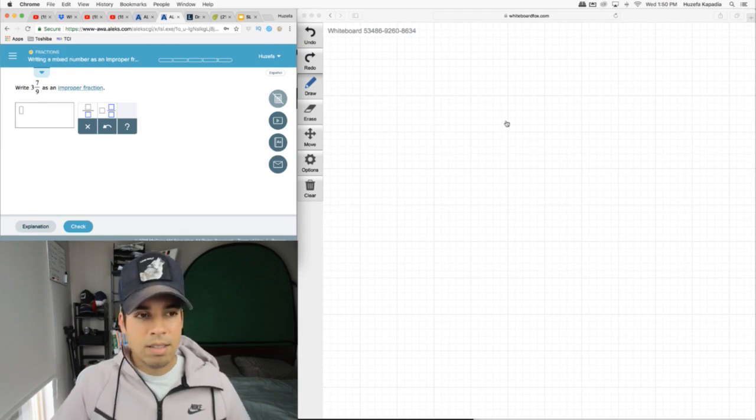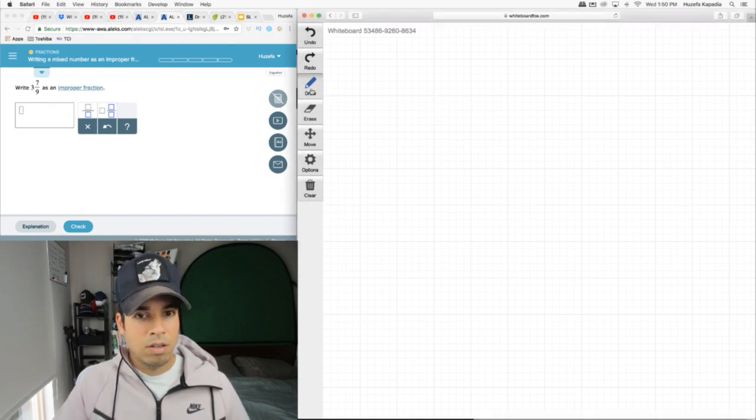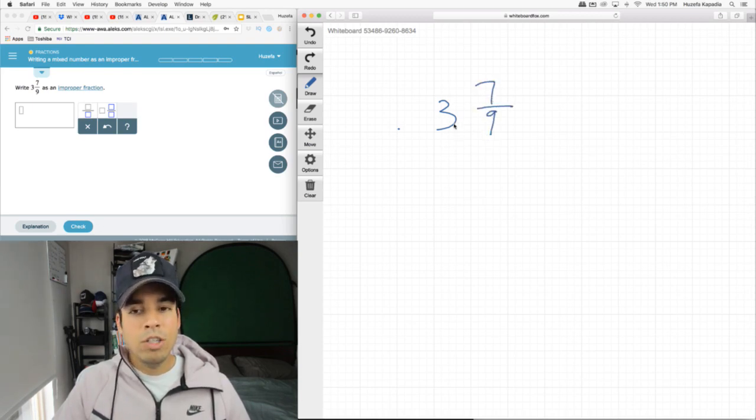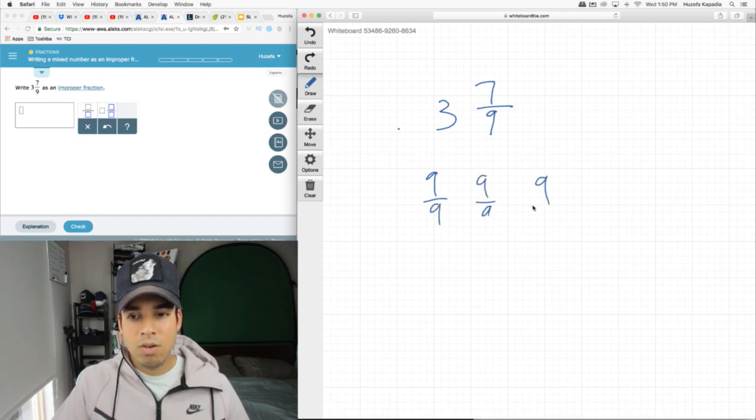All right, 3 and 7/9. 3 and 7/9 as an improper fraction. So here's the shortcut. The explanation is 3 wholes means we want to put this back into the fraction. So really that's 9/9, 9/9, and 9/9.